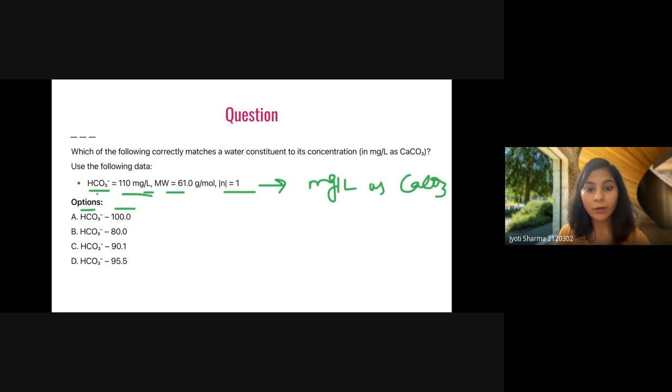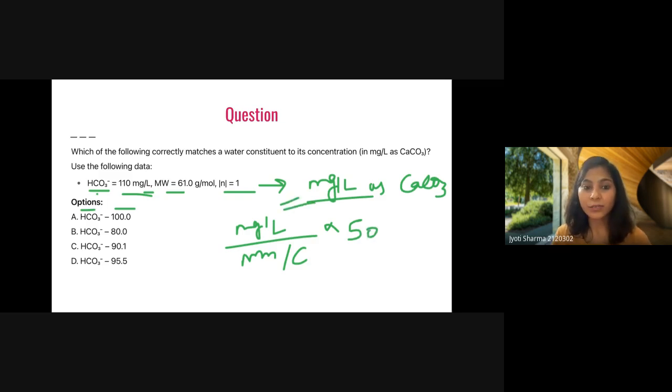So this will be what? We have mg per liter. So mg per liter divided by molecular weight, divided by charge, multiplied by 50 will be equal to mg per liter as CaCO3. So now can you give me the value of bicarbonate in the form of mg per liter as CaCO3? 110 divided by 61 divided by 1 multiplied by 50. Can you tell me now the answer?